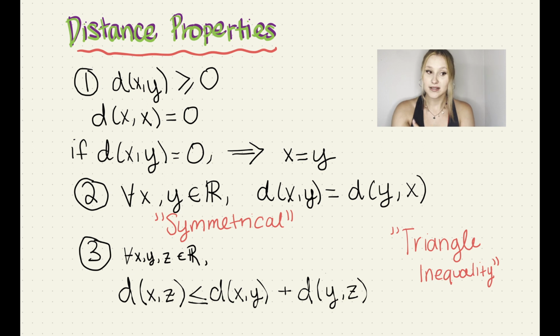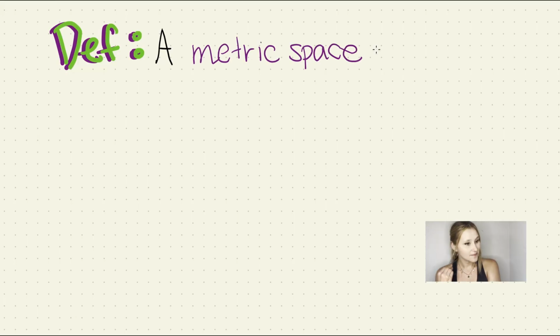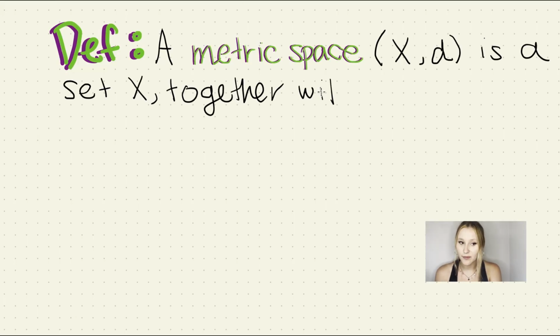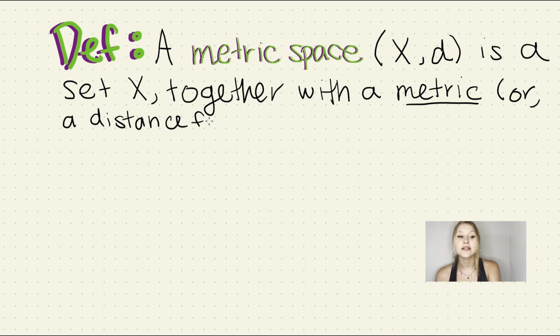The third property is very important. So for 3 points in the set, the distance between x and z is less than or equal to the distance between x and y and the distance between y and z together as a sum. And this is called the Triangle Inequality. So with that context, let's apply this to a more general definition of a metric space. A metric space is a set X together with a metric or a distance function.